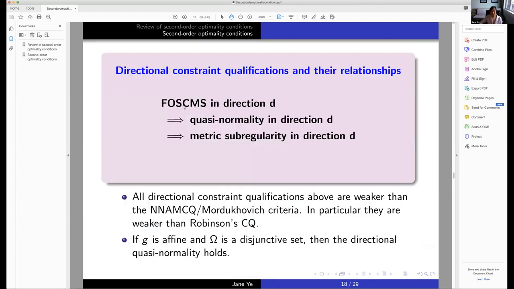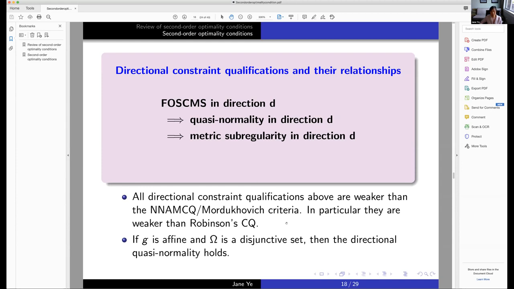Okay, so this is a relationship. The first one is sort of like a directional MFCQ, and it must be stronger than quasi-normality in direction D. And quasi-normality implies metric subregularity in direction D. So the metric subregularity in direction D will be enough for us to derive optimality conditions.